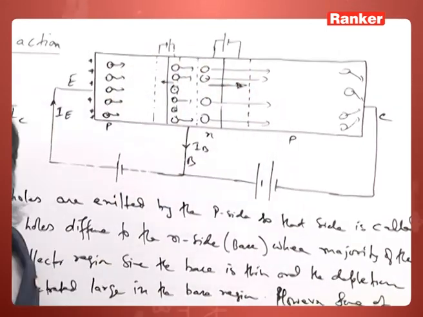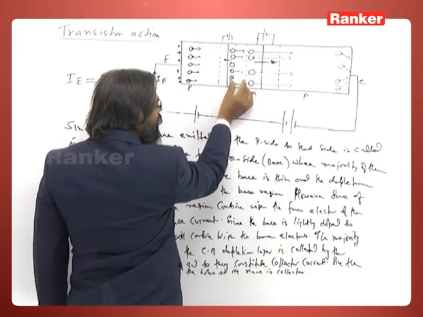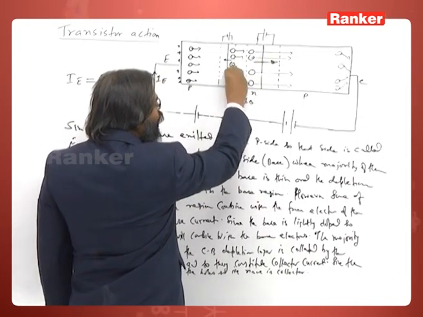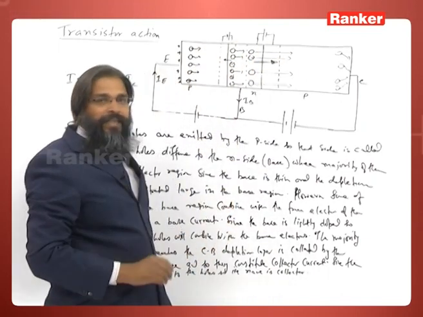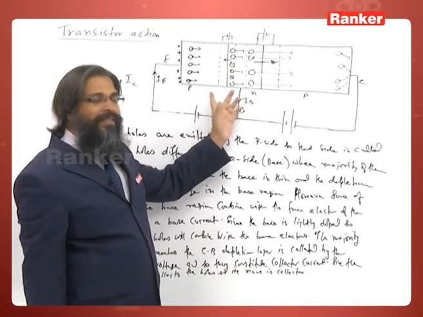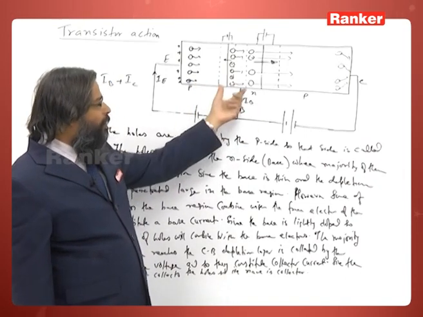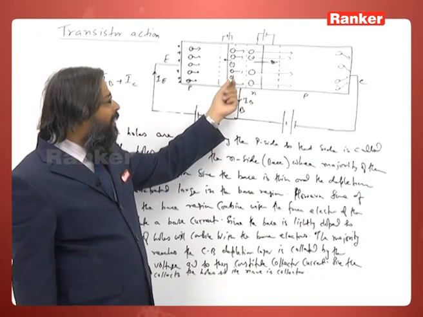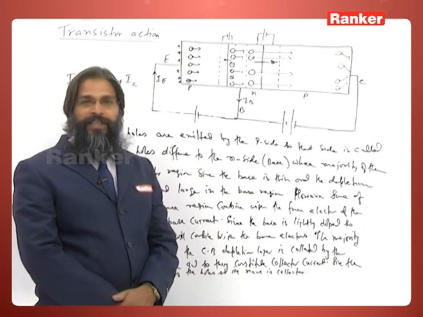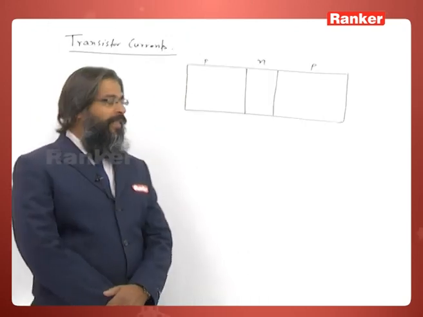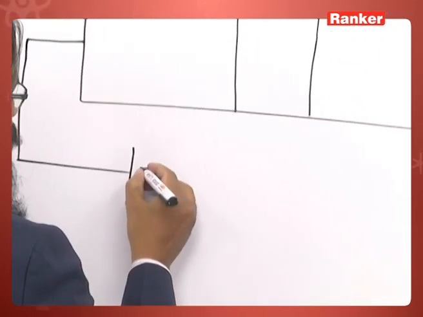So, what is important is that the depletion layer should be so much narrowed that most of the holes come from this side to that side. So we can say that these two junctions are interacting. That means my base should be thin and lightly doped. This is what transistor action is. So, now let us see transistor currents. So, this is a PNP transistor.